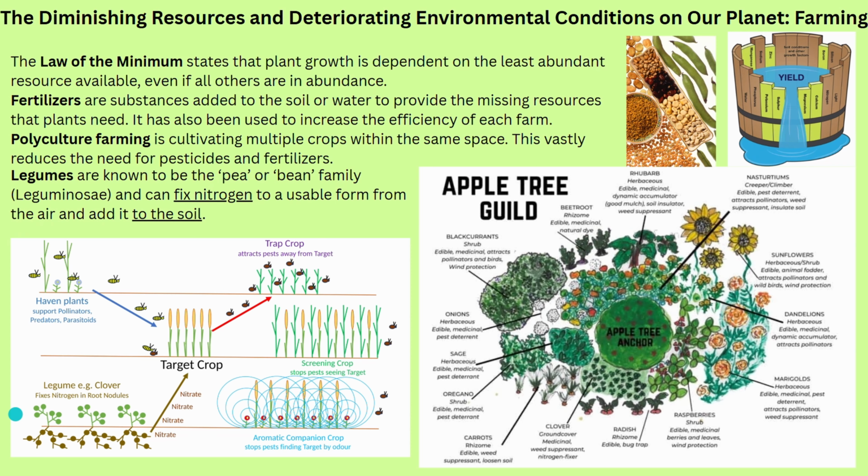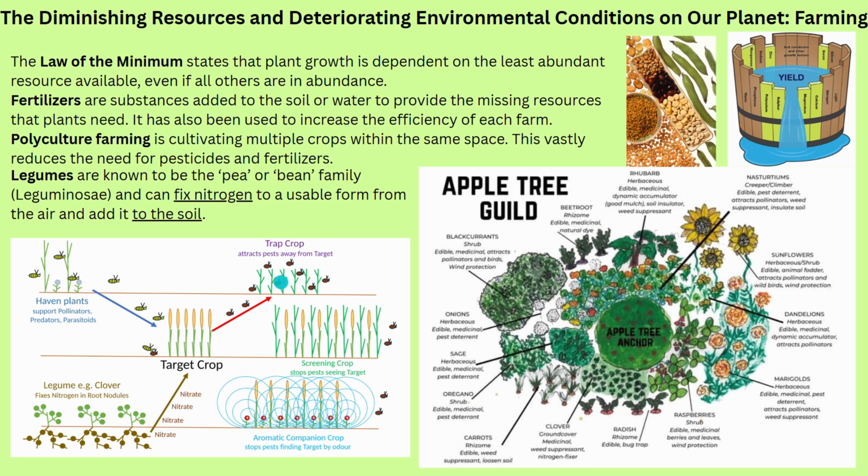And in this figure here is a simple example of how polyculture farms work. Put simply, these target plants are surrounded by different groups of plants that all help it in some sort of way. You have haven plants, which support natural pollinators, predators, and parasitoids. Trap crops that attract pests away from the target crop.